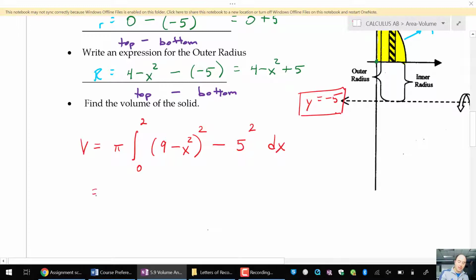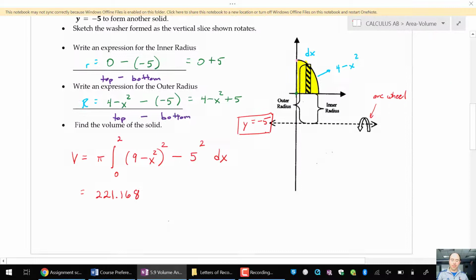Let's see if we can get the answer here. Solution should be 221.168 units cubed for the volume of that solid of revolution. As always with calculators, don't forget to round to 3 decimal places.